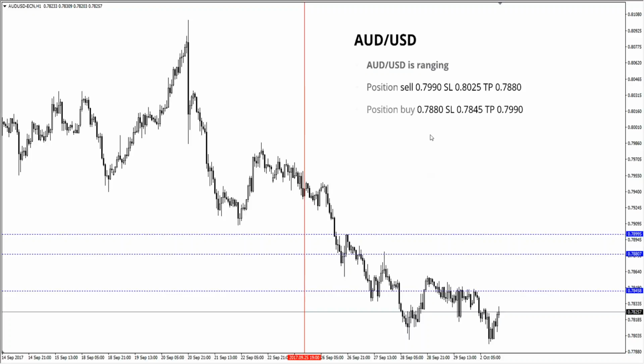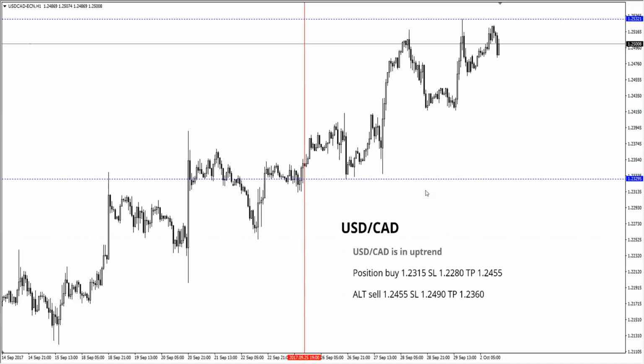But you see, stop loss initially was not hit. Then the price spiked up and then it dropped. So this could have been either a win or a loss. Dollar CAD was the trade of the week.